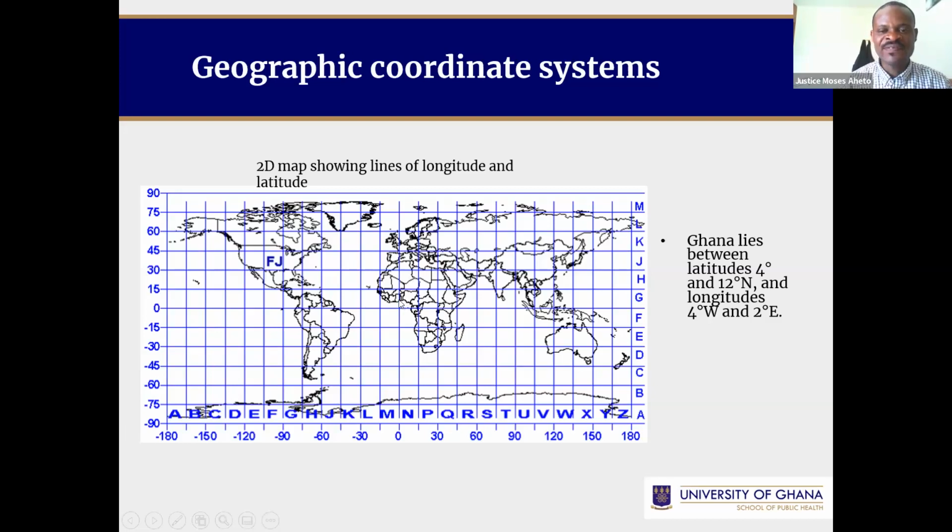So if you want to identify Ghana, all you need is a latitude of 4 degrees and 12 degrees north, and a longitude of 4 degrees west and 2 degrees east. If you give this information to somebody, the person will be able to locate what? Ghana for you. Okay. Very soon, you will also see the zones. We also use zones to represent countries, and that will be on the next slide.